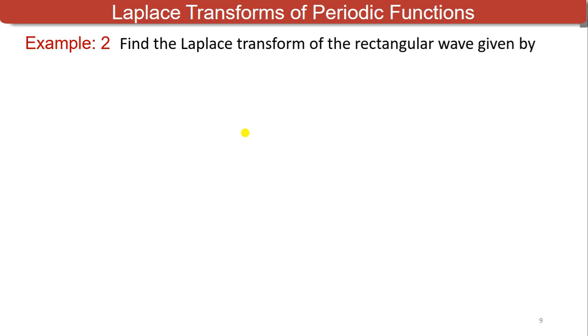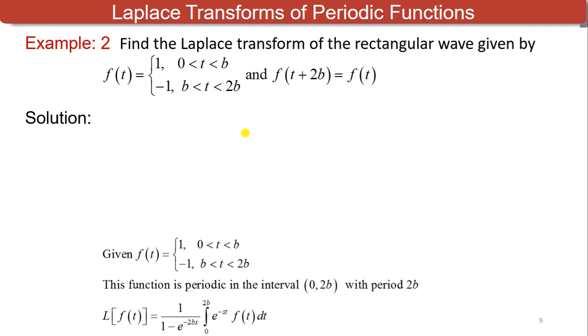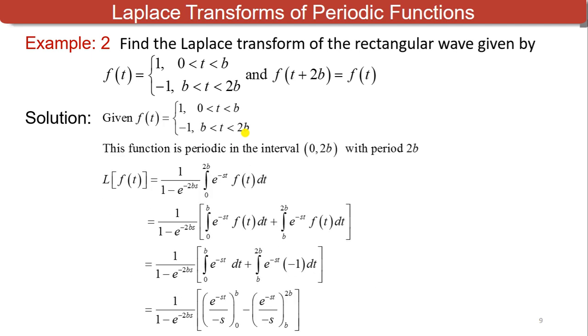Find the Laplace transform of the rectangular wave given by f of t equal to 1 in the interval 0 to b, the second one minus 1 in the interval b to 2b, and f of t plus 2b equal to f of t, which means the given function is a periodic function in the interval 0 to 2b with period 2b. Given that f of t equals 1 and minus 1 in the intervals 0 to b and b to 2b. Now we have a split interval.